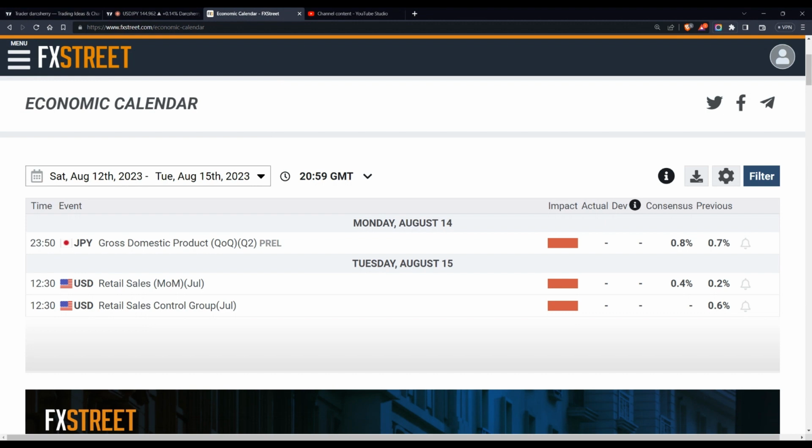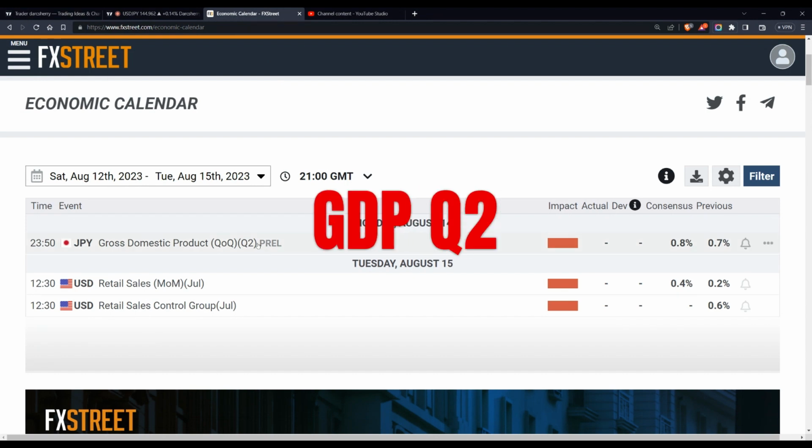Now, for this week, I was able to pull out two high impact events coming in from both the Japanese and the United States economy. The first one here is the gross domestic product for quarter two, and the gross domestic product measures the total value of all goods and services produced within a country's economy over a specific period of time. And of course, it is a key indicator of economic health and growth.